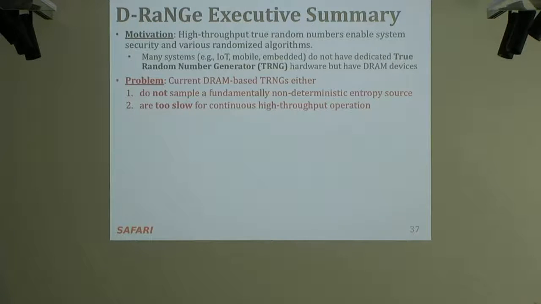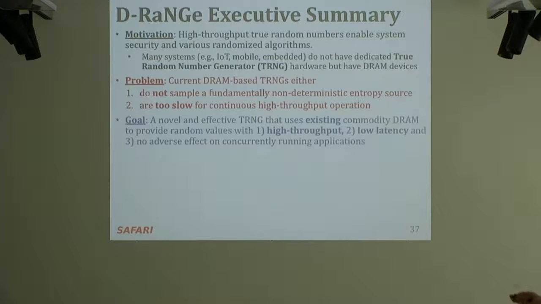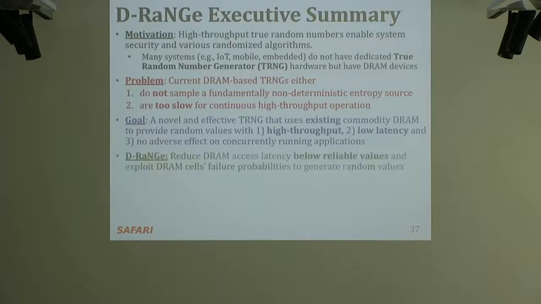But this is too slow because you need to wait for a long time, increase the refresh interval. So our goal was to have a new and effective true random number generator that uses commodity DRAM chips without any changes to the chip to provide random values with high throughput, low latency, and low interference to the system. And the idea is, I think once you have seen all of the results that we have, very simple. You reduce the DRAM access latency below reliable values and exploit the DRAM cells' failure probabilities to generate random values.